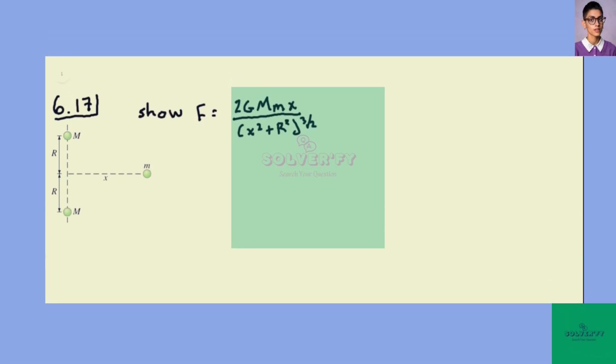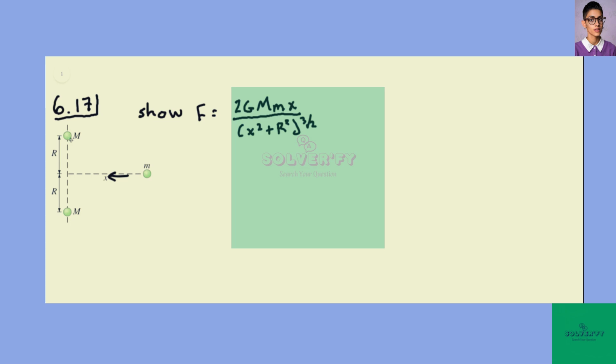6.17. So we have 2 point masses of mass big M here, sitting out somewhere in space. They're separated by a distance of 2R, capital R. Then we have another mass here that lives on the perpendicular bisector of the line connecting these at some distance x away. And we want to show that the force on little m here as a function of x is this, and that it's always directed towards the other two masses.